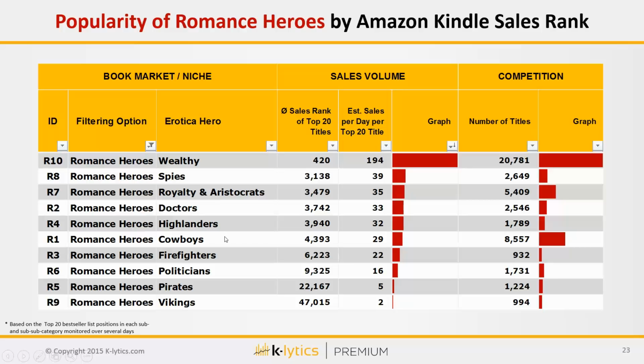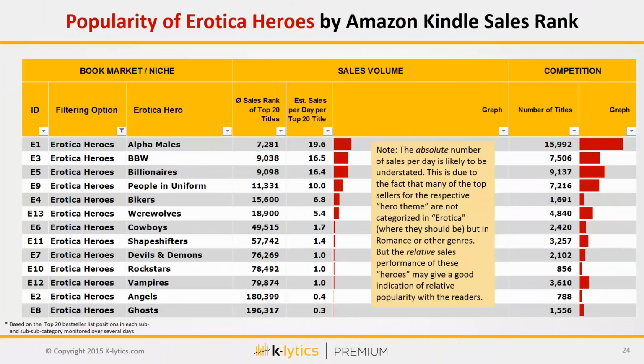For those of you who are also into a little steamier romance literature, you may argue that the romance hero categorization is not complete, and you're right, because some of these heroes or main characters that you look for are given in the filtering options for literature and fiction erotica as opposed to romance, which we have here. Now here's the ranking of the main erotica genres. The absolute number of sales you see here for the erotica main characters is likely to be understated. The reason is that many of the top sellers for the respective hero types are not categorized in erotica where they should be, but in romance or other genres.